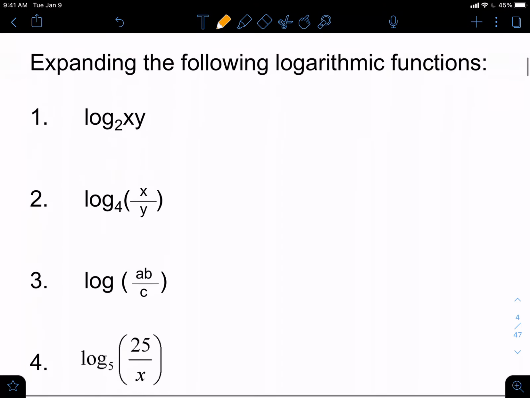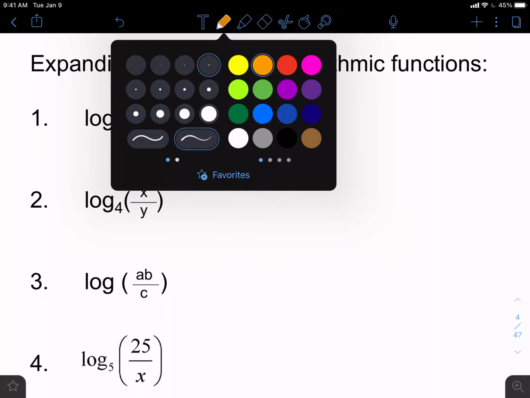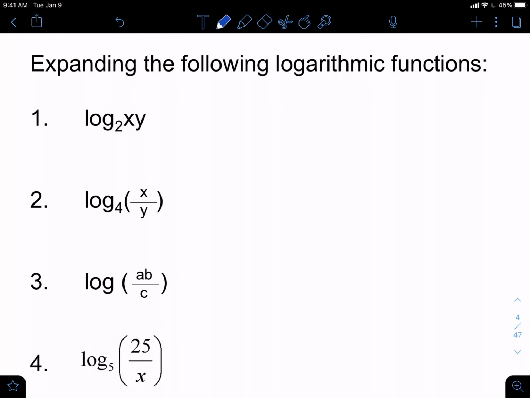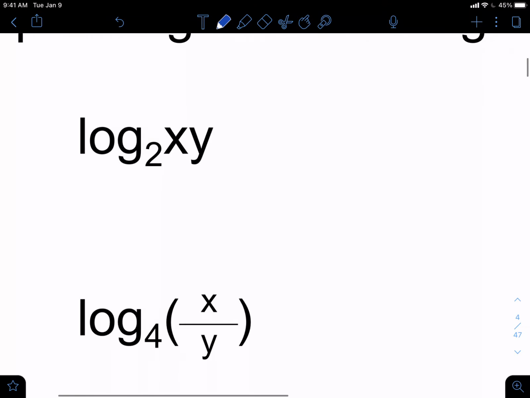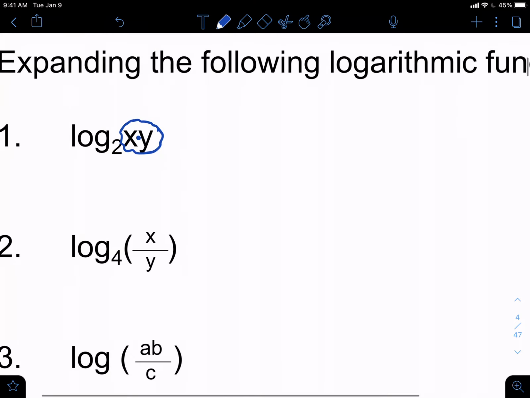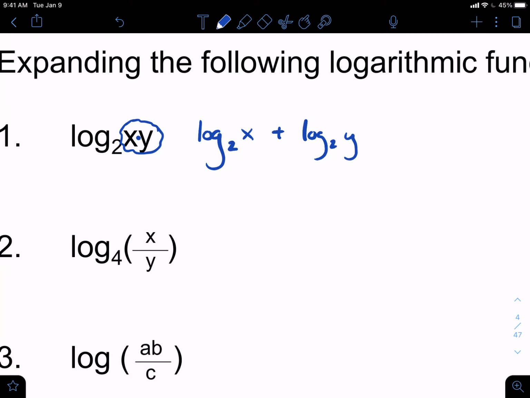So let's get our hands dirty here a little bit. Looking at this first problem, it says log base 2 of xy. Right away, you want to look at this piece and say, well, it's being multiplied. Well, if it's being multiplied, you can break it up using addition. So we can rewrite this as log base 2 of x. Since it's multiplication, we add, and then this will be log base 2 of y. We broke it up into its two parts. It's no longer condensed. We're done.